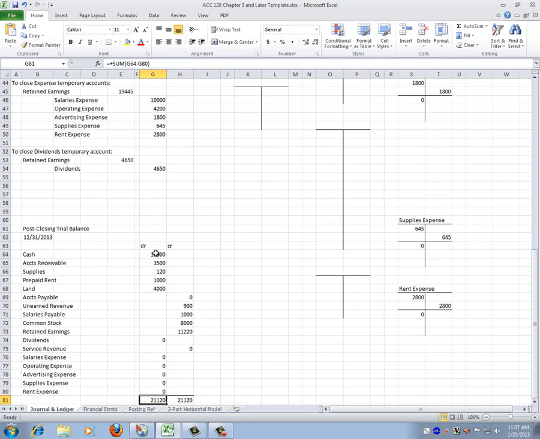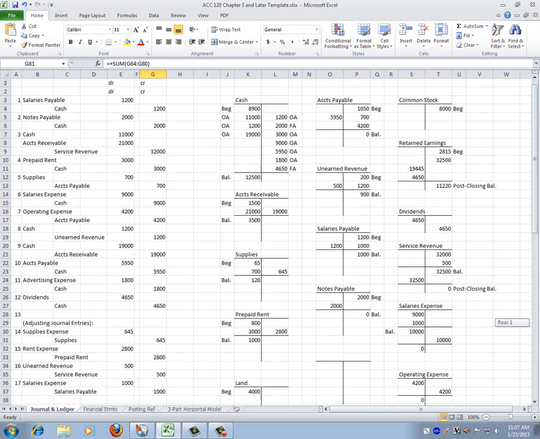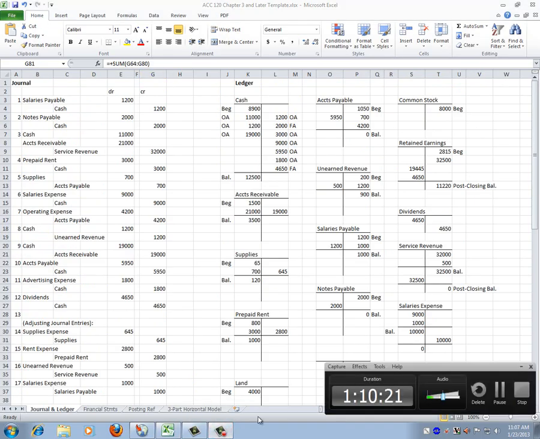Just listing those carrying a balance still, those permanent account types of assets, liabilities, and our couple of equity accounts, common stock and retained earnings, and still in balance as we should be, and all the temporaries having gotten closed to zero. So that is the last step of the period, the post-closing trial balance, and hopefully you have found this helpful and can refer back to it to assist you in doing your project.